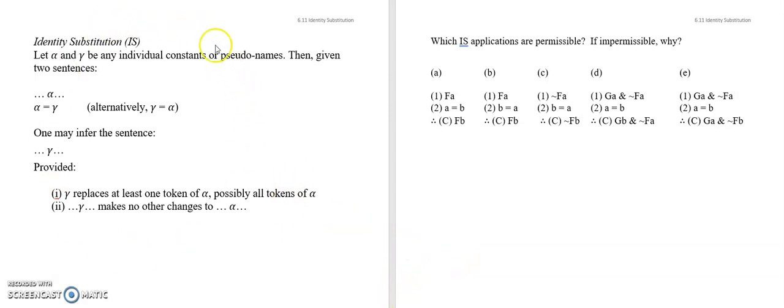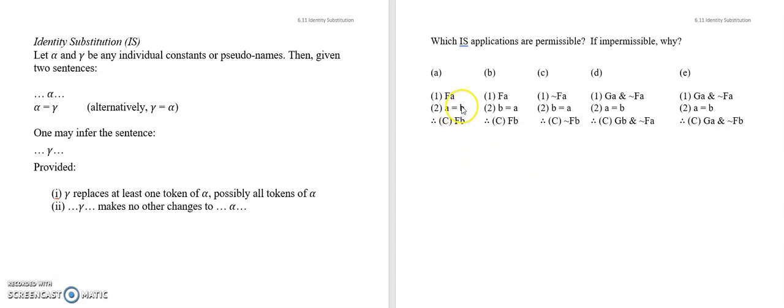We defined it this way in the previous video, and so now I want to take us through some problems to make sure you're really clear on the different aspects of how identity substitution works. In each of these cases, A, B, C, D, and E, you have two sentences, and identity substitution is used to generate the third sentence in the conclusion. The question is whether or not that application of identity substitution in each of these is permissible or impermissible. So let's go ahead and try these now.